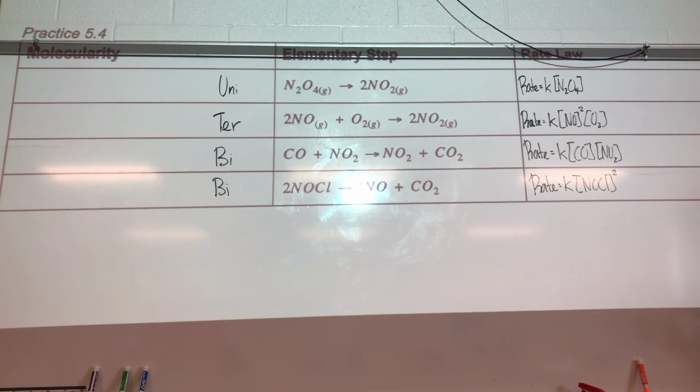Questions on any of those? You can have a smiley face for each correct rate law. Yeah, so that's up for 8 smileys. Questions on that?